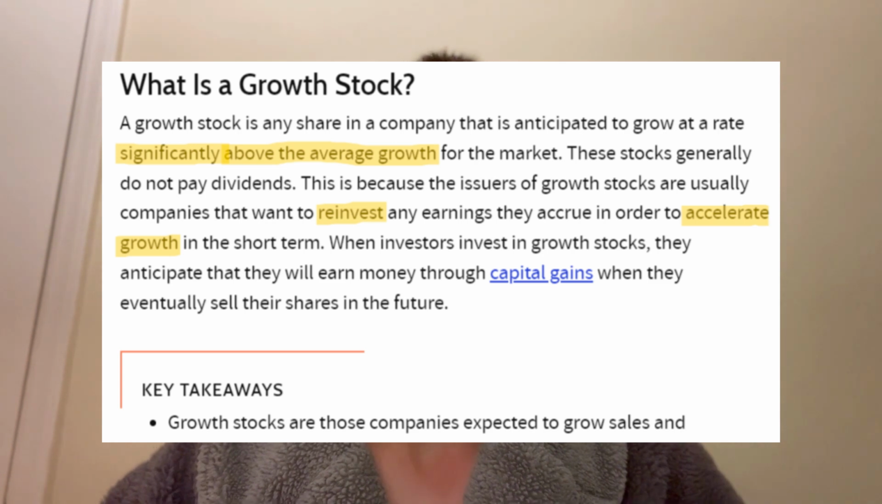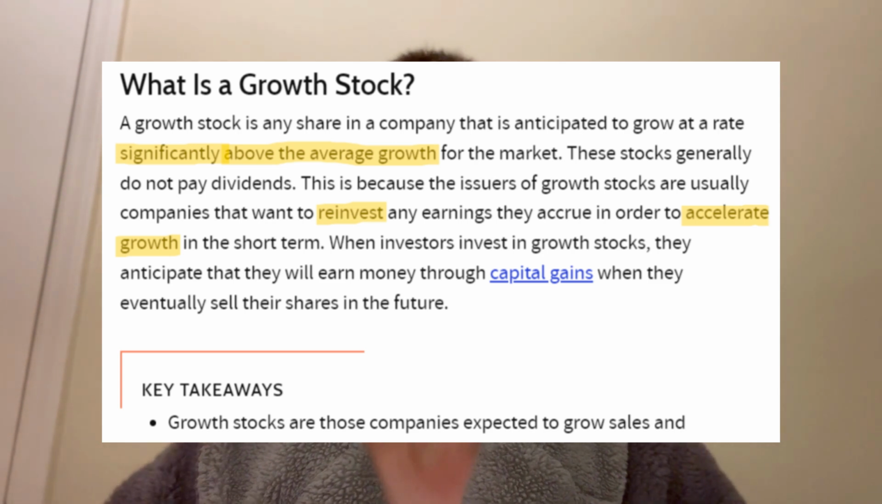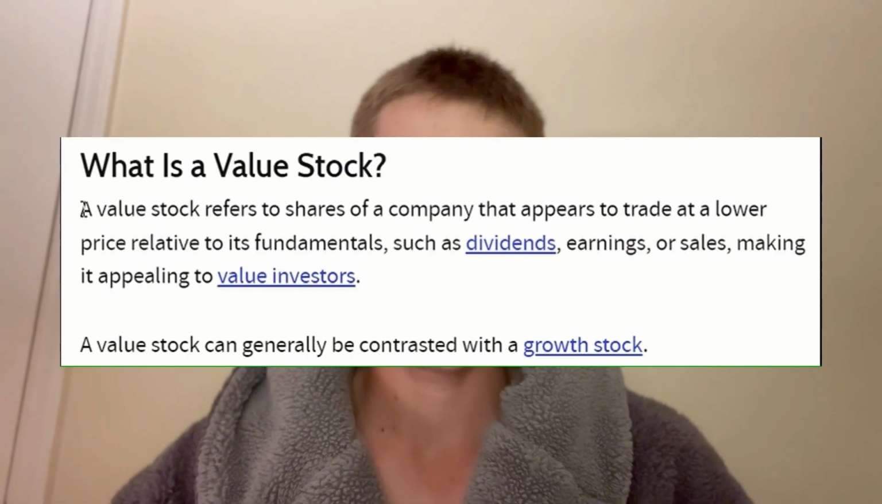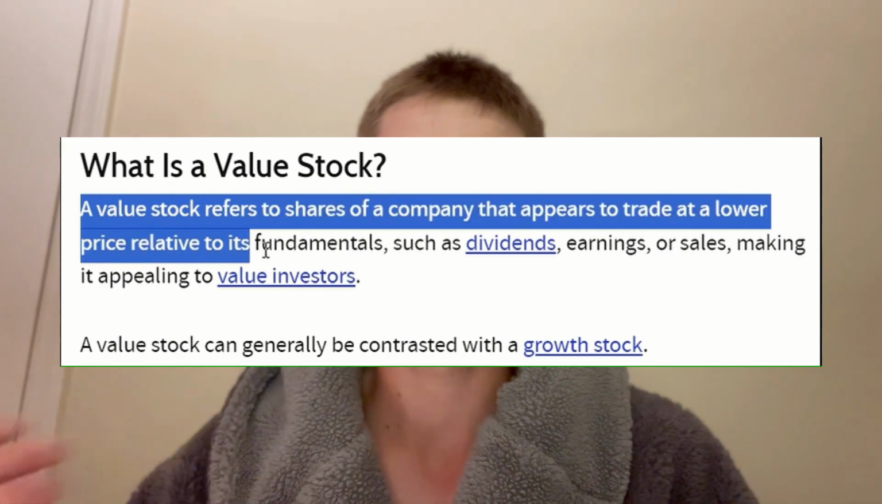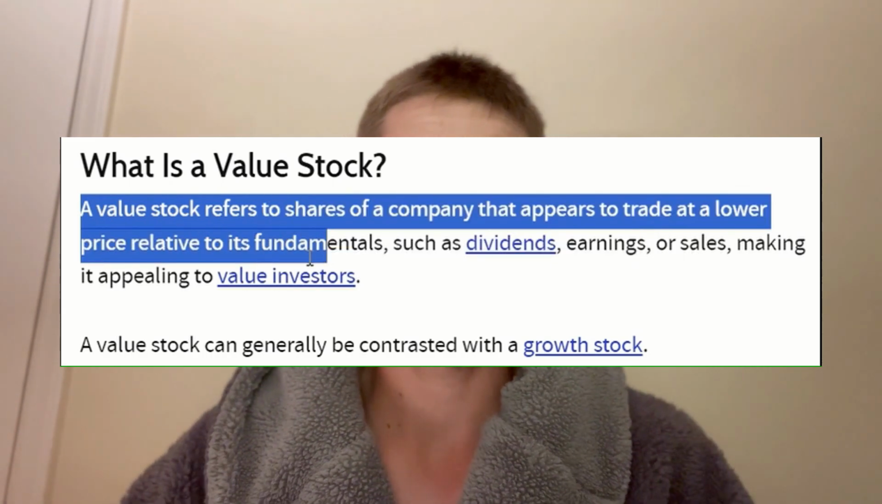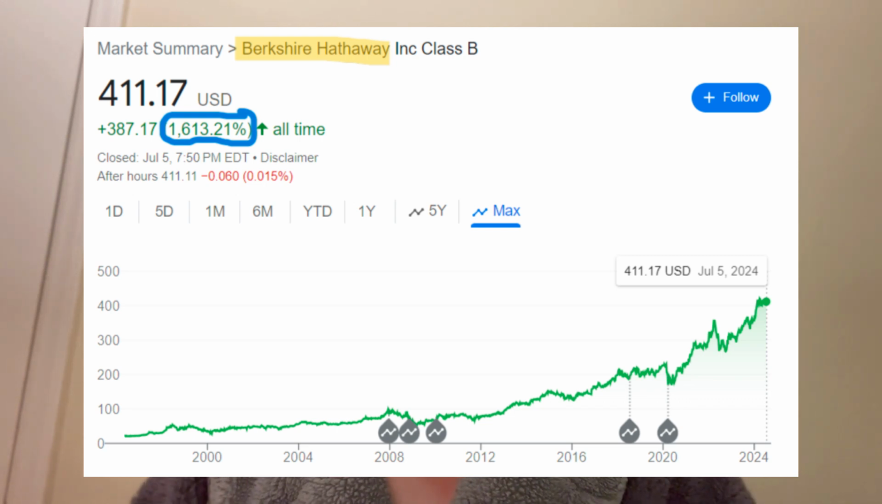Growth stocks are companies expected to grow at an above average rate compared to other companies. So for example, this could be Netflix and Google. Value stocks are companies that appear to be undervalued and priced based on their fundamentals. They often have low PE ratios. Warren Buffett's Berkshire Hathaway is known for investing in value stocks.